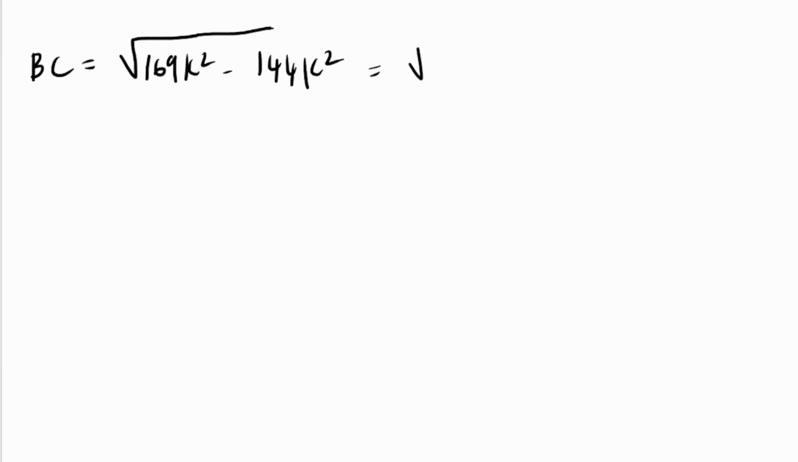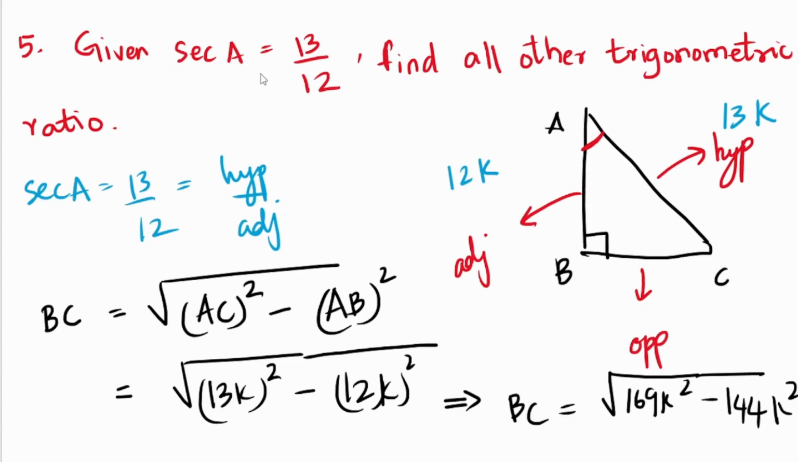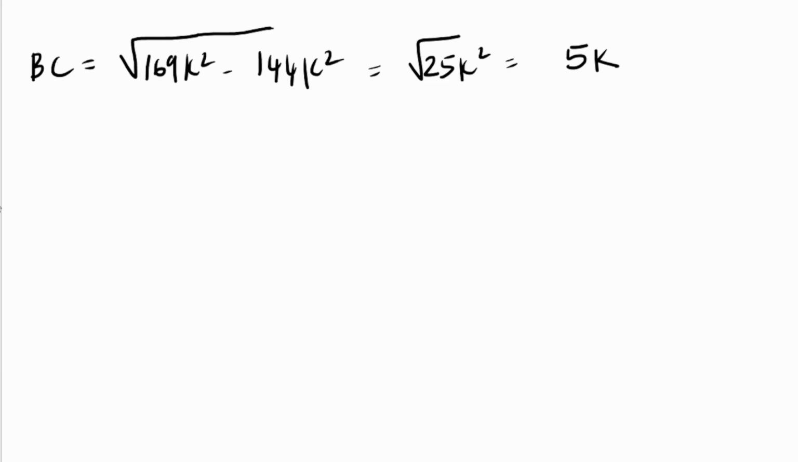So BC is equal to root of 169k square minus 144k square. We'll get the answer as 25k square. Taking out of the square root, we'll get 5k. In the question, it is given sec A equals 13 by 12, right?